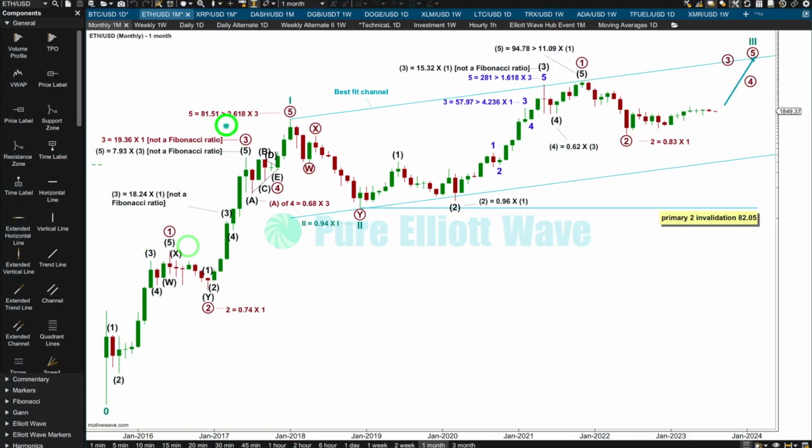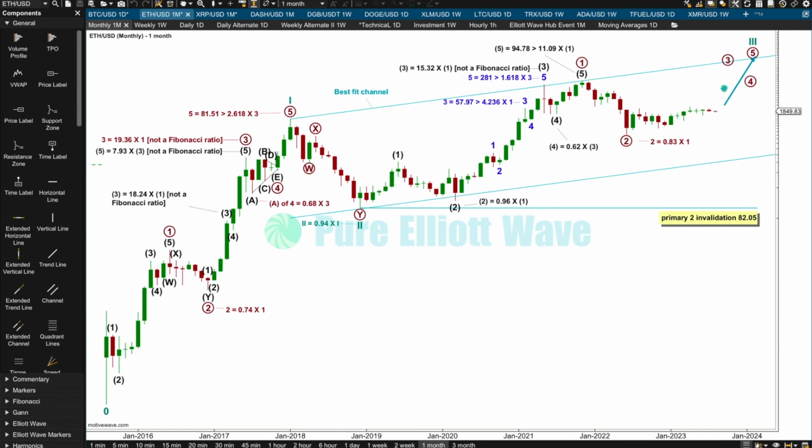1, 2, 3, 4, 5 steps up, 3 steps back, 5 steps up, 3 steps back. Need another 5 steps up, 3 steps back, final 5 steps up. You can't label this cycle 3 and 4 because 4 may not move into wave 1 price territory, so this is actually very bullish. This is cycle 1, cycle 2, cycle 3 has only primary 1 and primary 2 complete. So this wave count for Ethereum sees a primary degree third wave within a cycle degree third wave in its very early stages. And it's forming a slow curved rounded bottom.